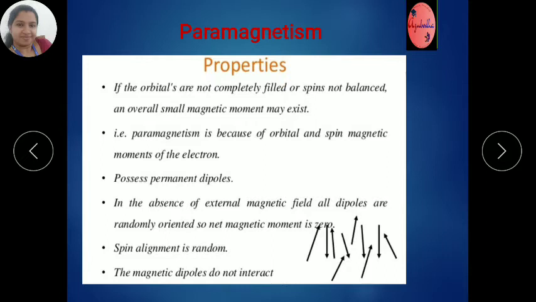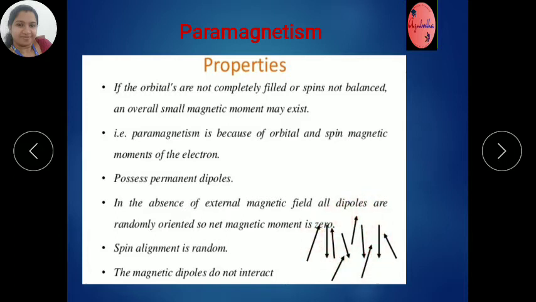Then goes to paramagnetism. The properties of paramagnetic material is, if the orbitals are not completely filled or spin not balanced, an overall small magnetic moment may exist. That is, paramagnetism is because of orbital and spin magnetic moment of the electron. Possess permanent dipoles. In the absence of external magnetic field, all dipoles are randomly oriented, so net magnetic moment is 0. This is random orientation of magnetic dipoles.